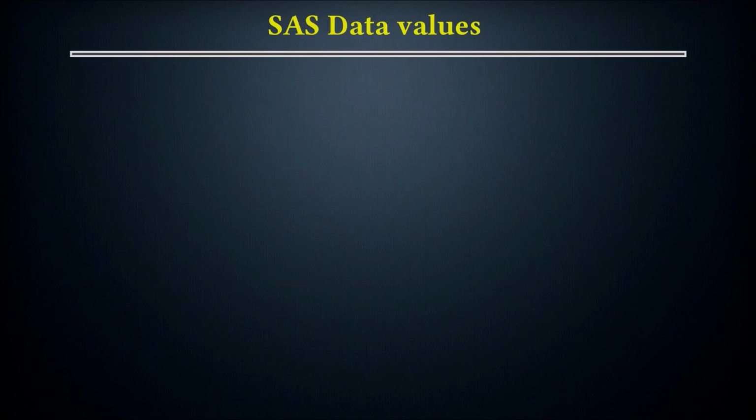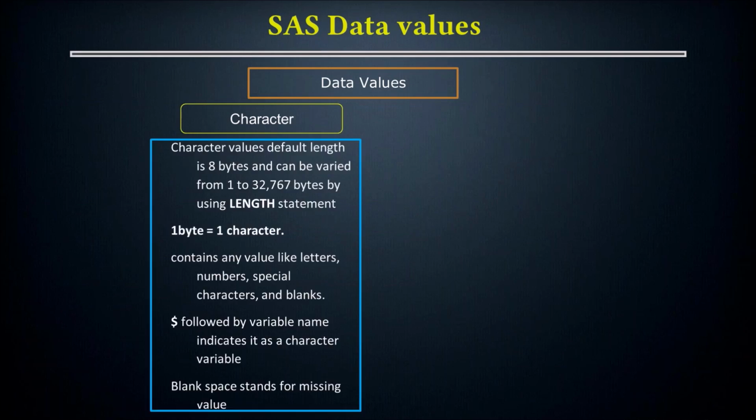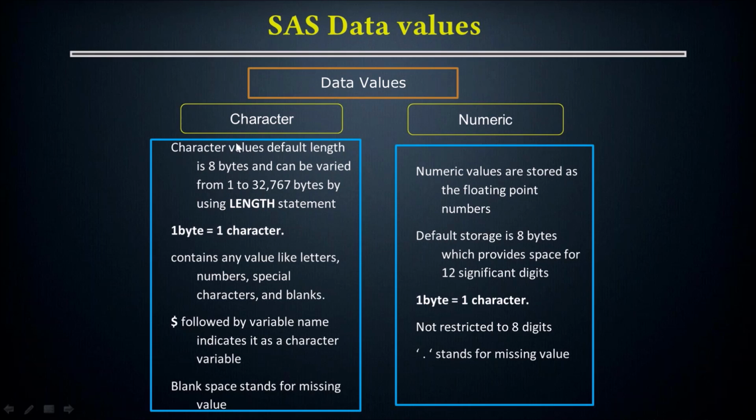Next, let's see variable types. When you take SAS data values, there are two types. One is a character variable and another one is a numeric variable. What is a character variable? A character variable can take either letters, numbers or a mix. But a numeric variable can take only numbers. How do we differentiate a character and a numeric variable? If we give a $ sign next to the variable name, SAS will consider it a character variable. If you are not giving a $ sign, it will treat it as a numeric variable.